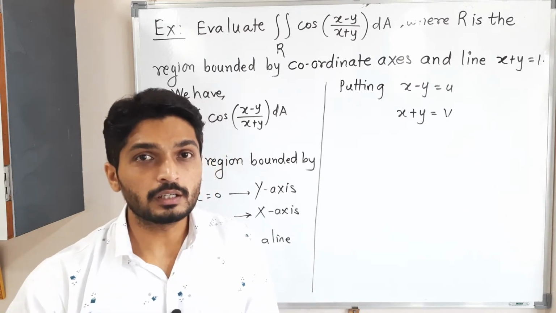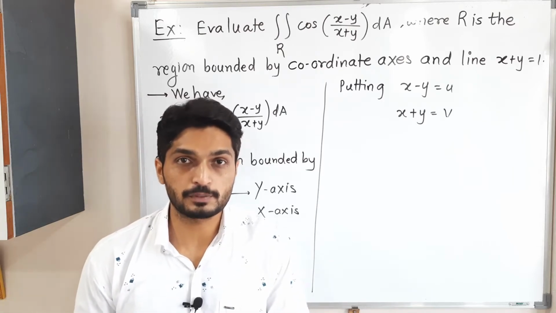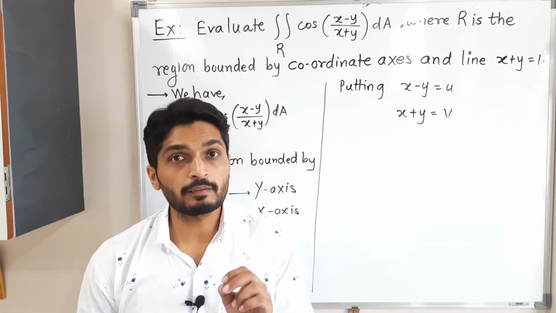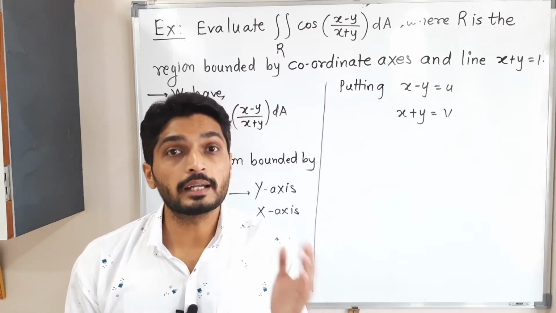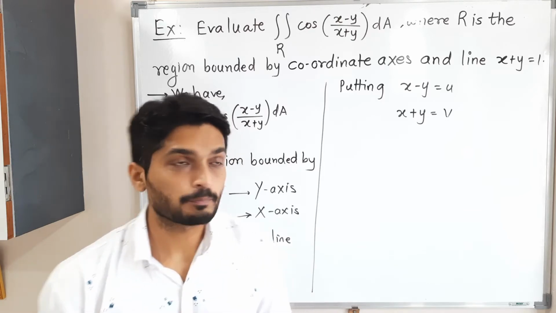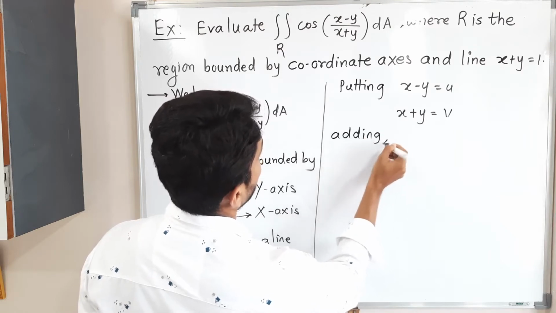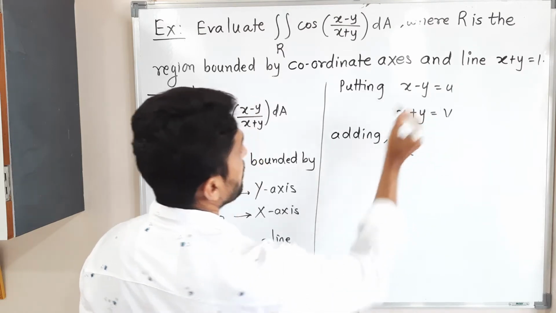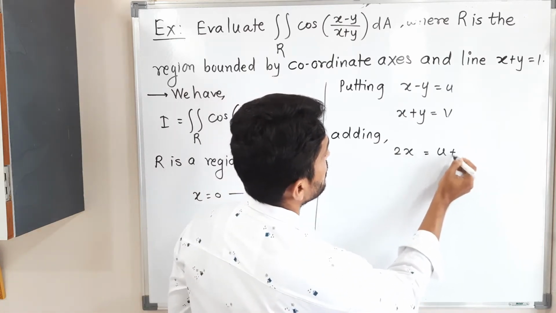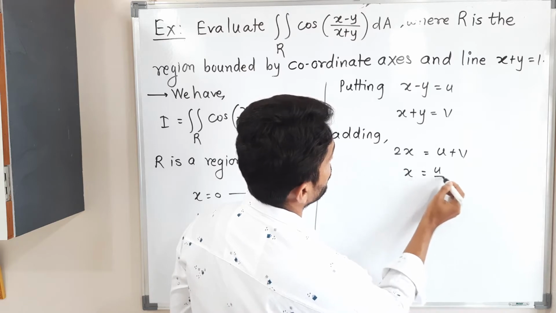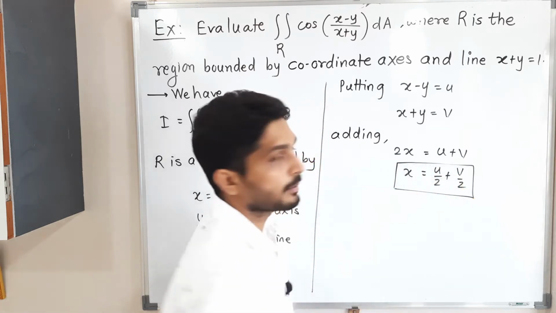Normally when we put anything, we go for the Jacobian matrix. But here, first of all, I will express x and y in terms of u and v, and then we will go for the Jacobian. So let us add them. If you add them, x plus x is 2x, minus y and y get cancelled, and on that side you will have u plus v. So x is equal to u by 2 plus v by 2. In this way we have expressed x in terms of u and v.